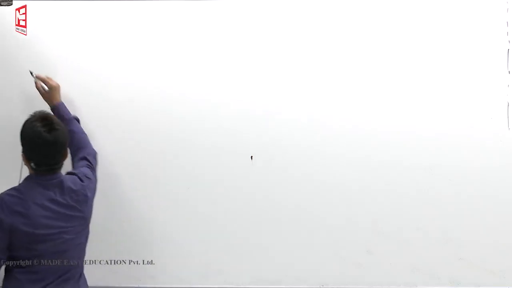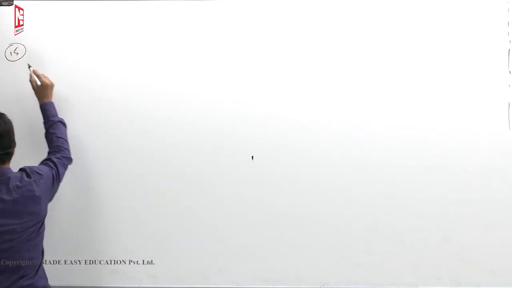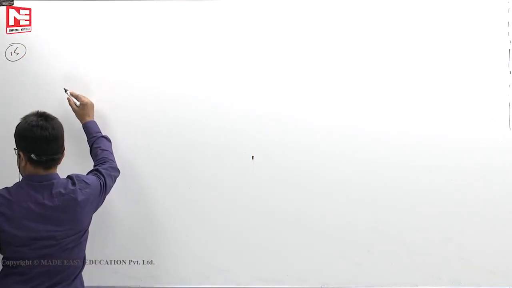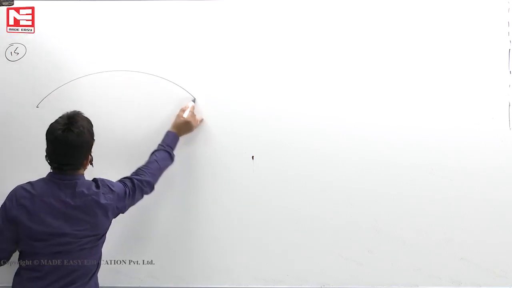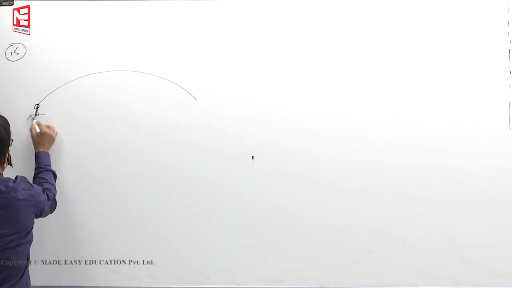Now let us see the 15th question. A symmetrical parabolic arch of span, hinged at both supports. We have it like this.